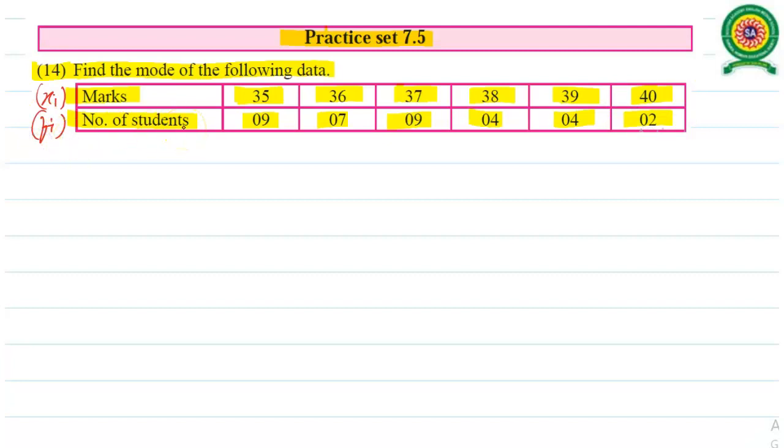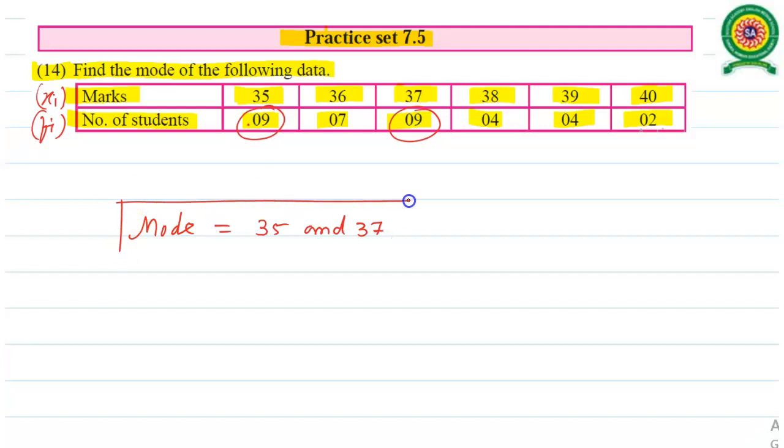Now check which observation among 35, 36, 37, 38, 39 and 40 is repeated the maximum number of times. So we have exactly 9, and 9 is the greatest number among 9, 7, 9, 4, 4, 2. That means the mode of the given data has 2 values, because 35 and 37 are repeated the same number of times, and that is the maximum number. So the modes are 35 and 37 for the given data.